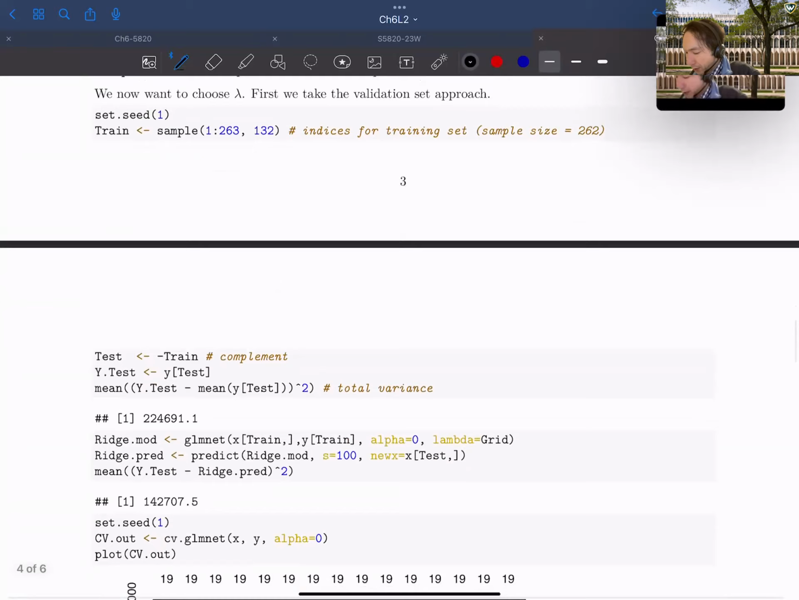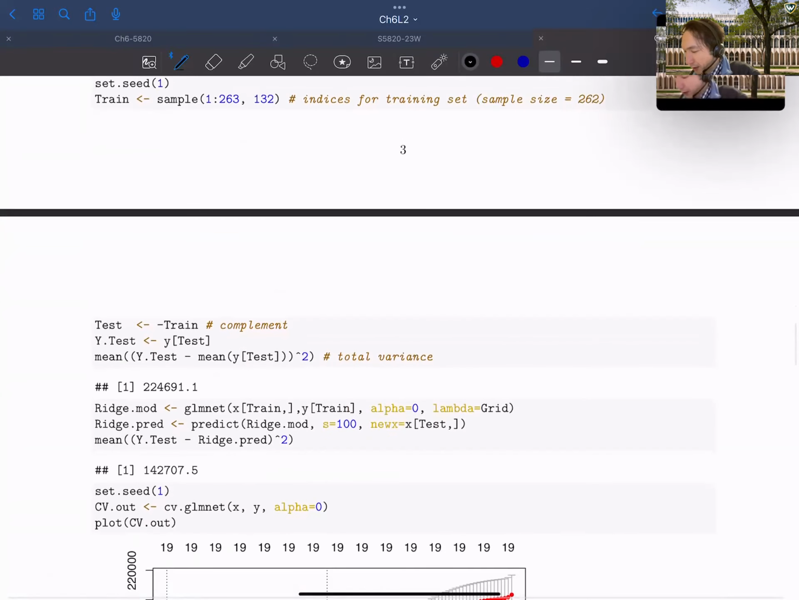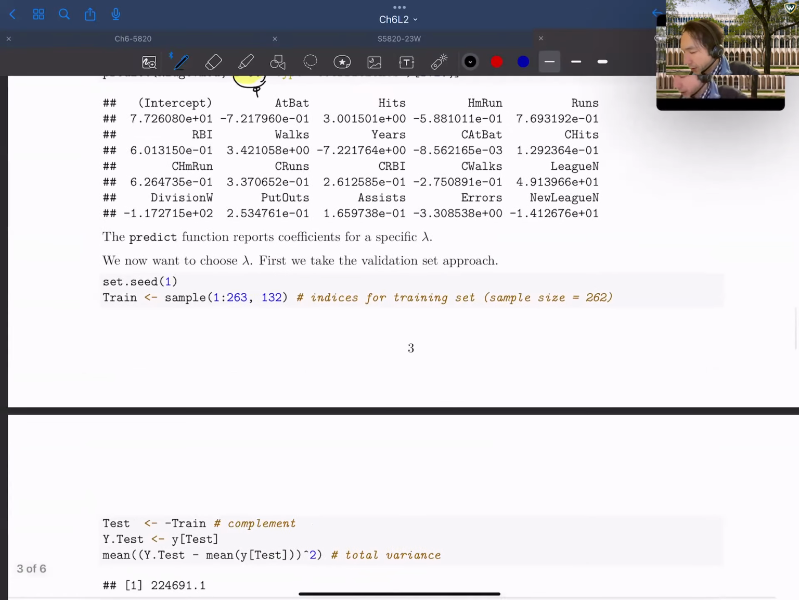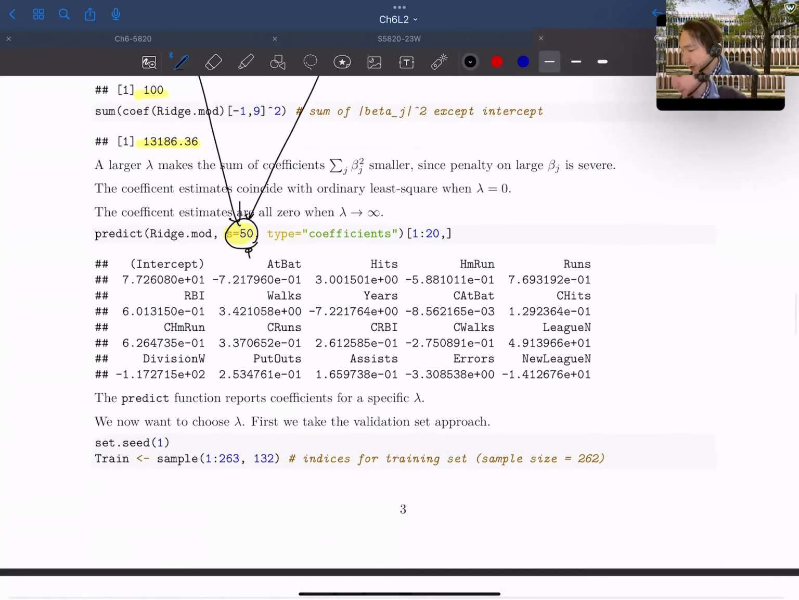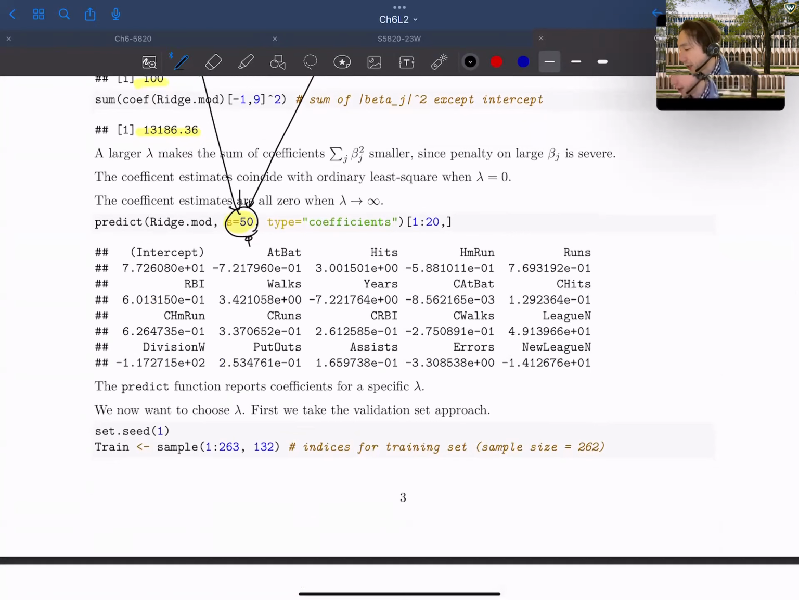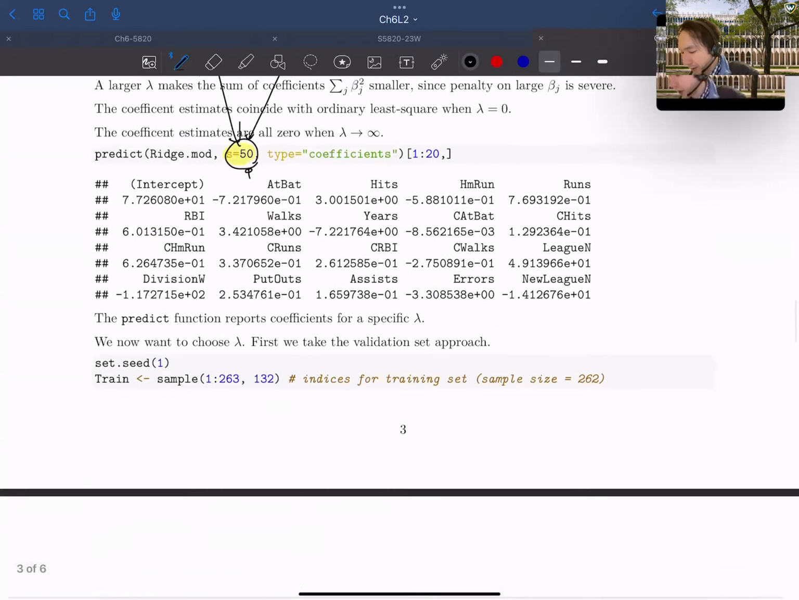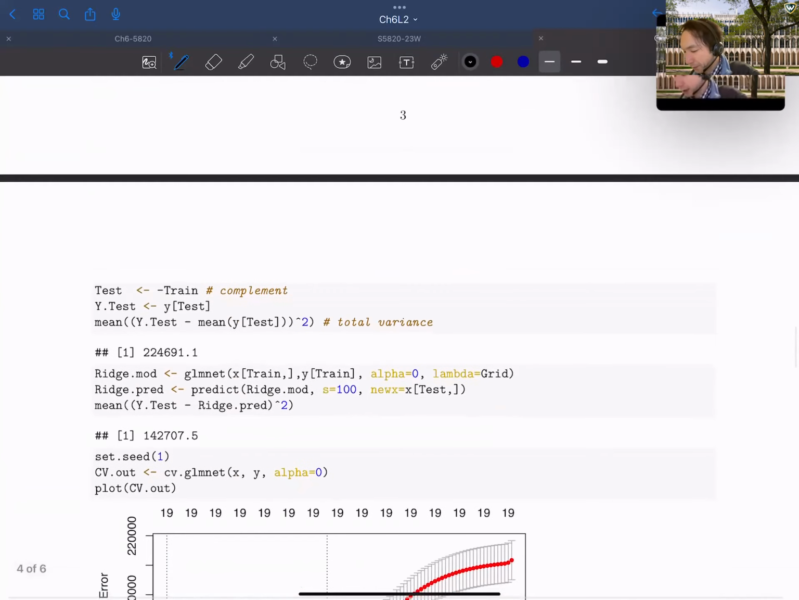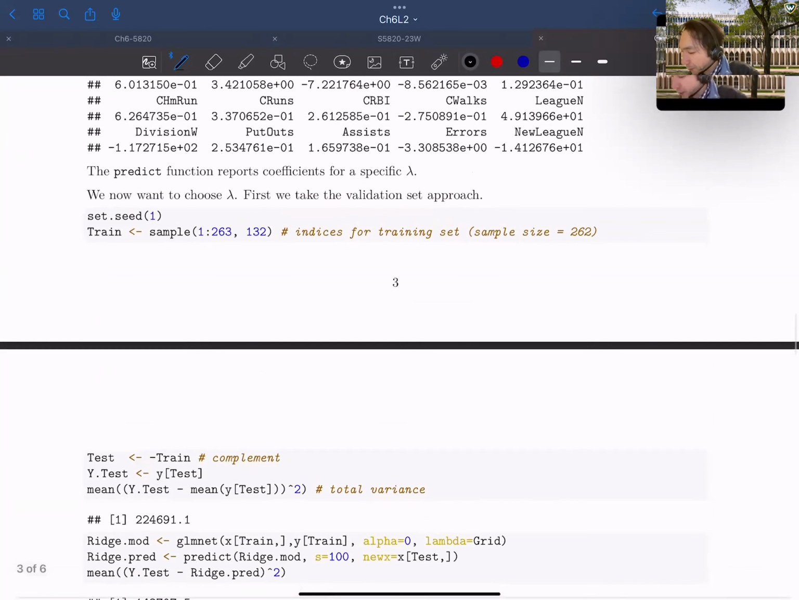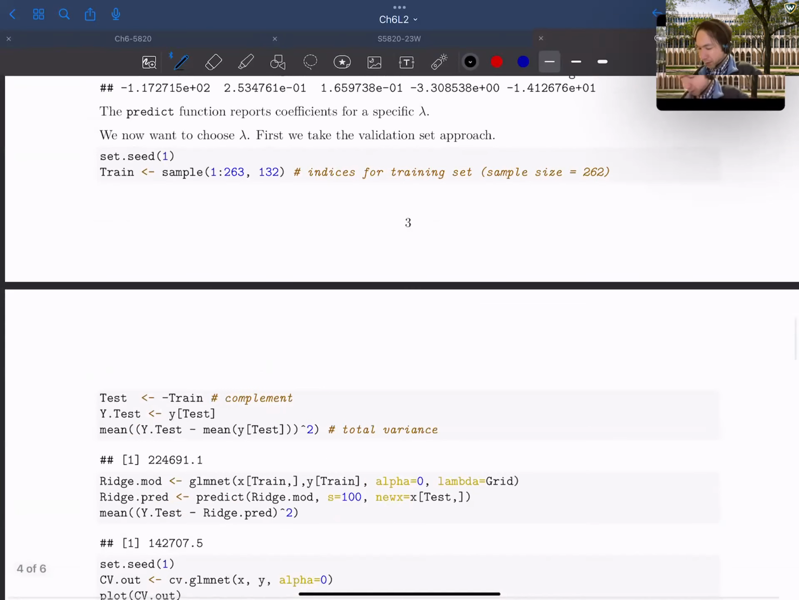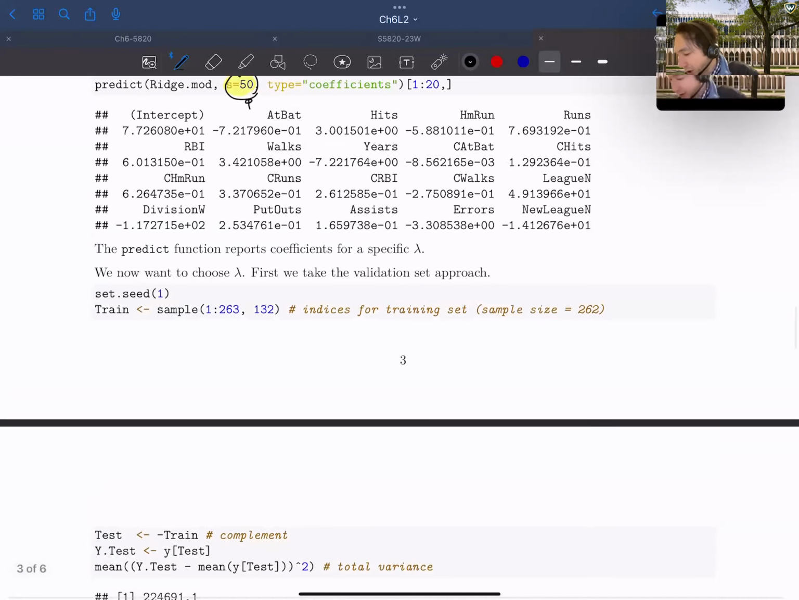Now we want to optimize lambda. We have just done one estimation of ridge regression, actually 13 estimations for different values of lambda. But now we want to optimize lambda. Oh, sorry, before that we do prediction. Sorry, now we want to optimize lambda.